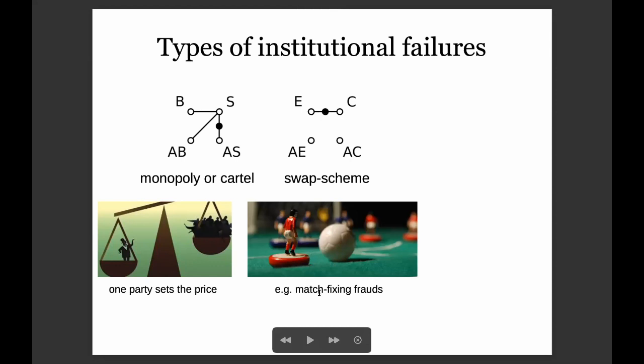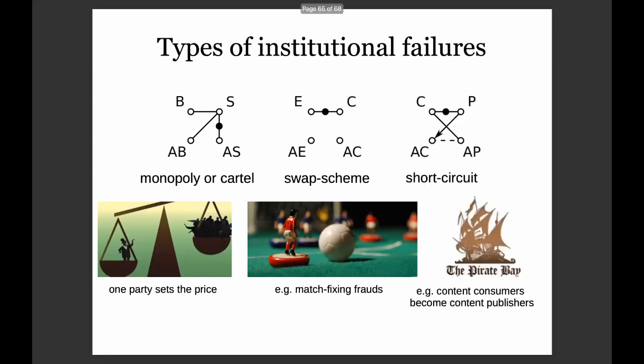For instance, in match-fixing frauds, one or more soccer players play in a way to obtain a result decided in advance. They look like they play normally, the transaction here being the game, but that's not the case. In a short-circuit scheme, the party on one side also takes the dual role, short-circuiting the competition.